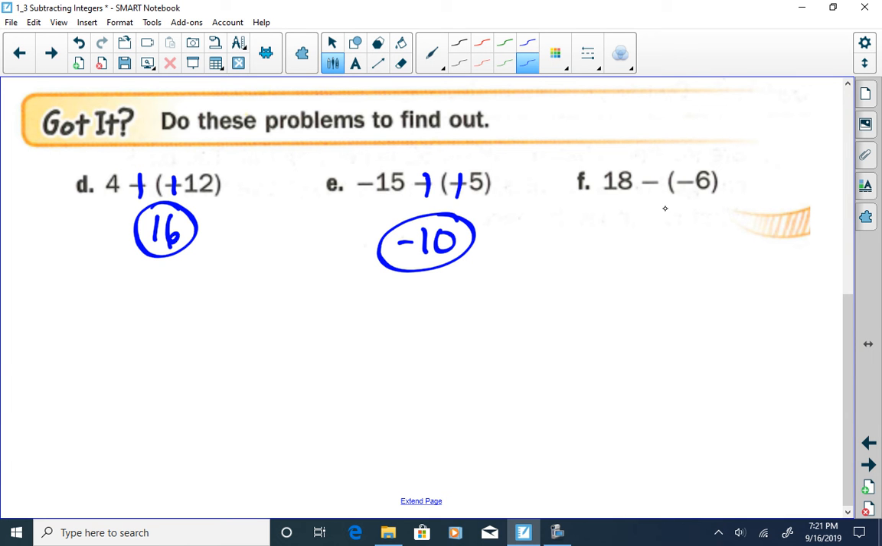18 take away negative 6. I want to use the additive inverse, so we have to change that subtraction sign to an addition sign. I want to change the sign of the number that follows to its opposite. So we have 18 plus 6. That's going to be 24.